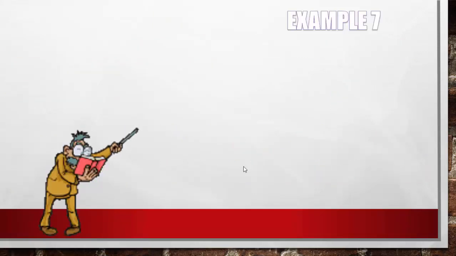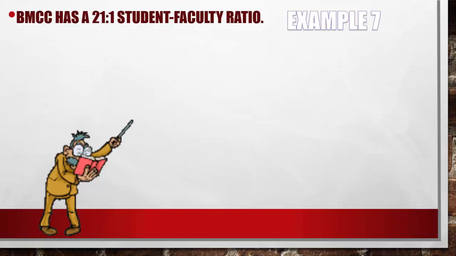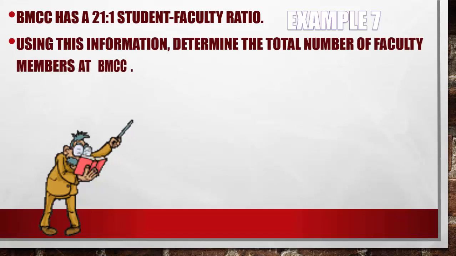In example number 7, BMCC has a 21-to-1 student to faculty ratio. Using this information, determine the total number of faculty members at BMCC. So we have to know how to interpret 21-to-1. Let's go over to the whiteboard and work this out.